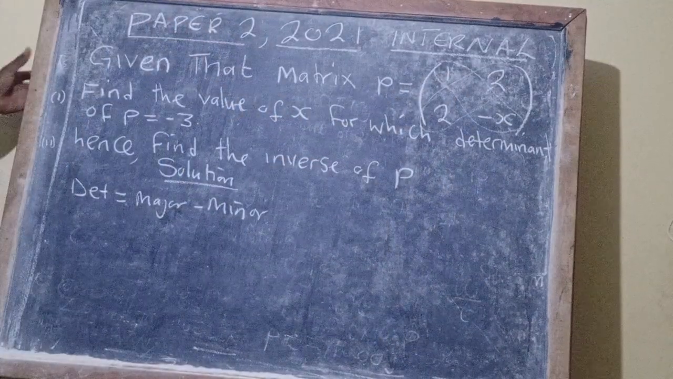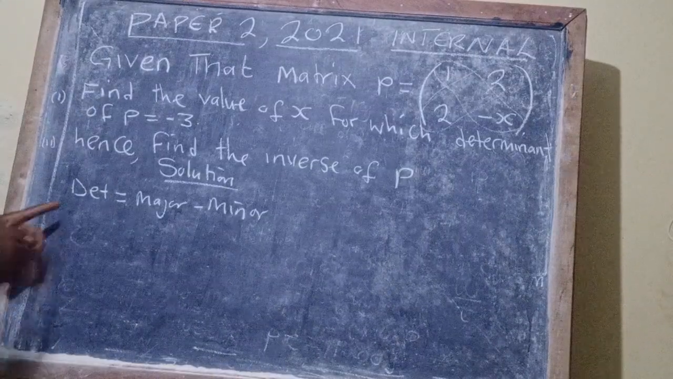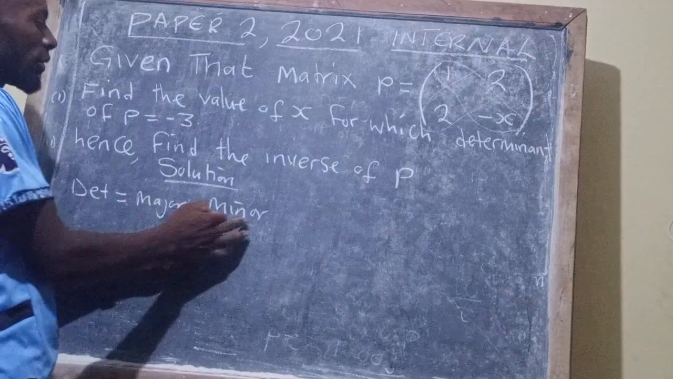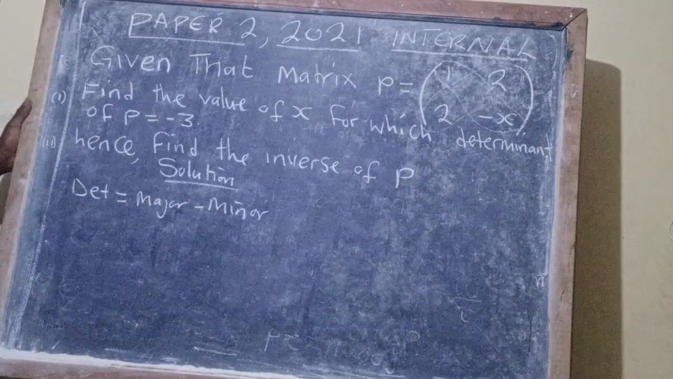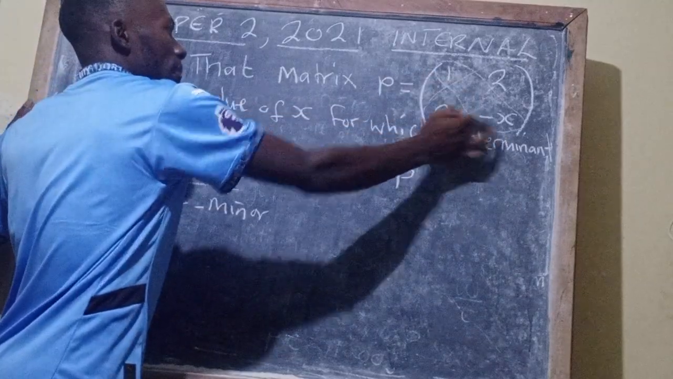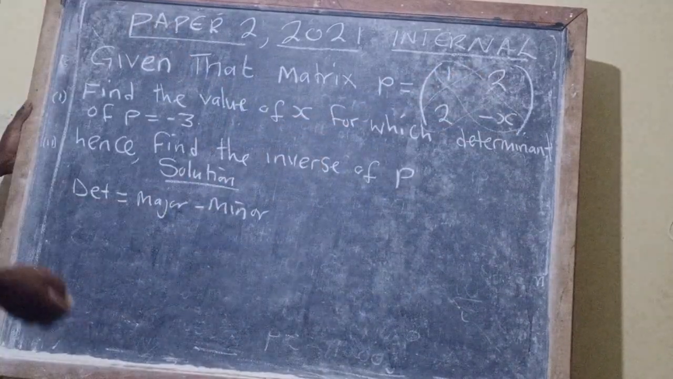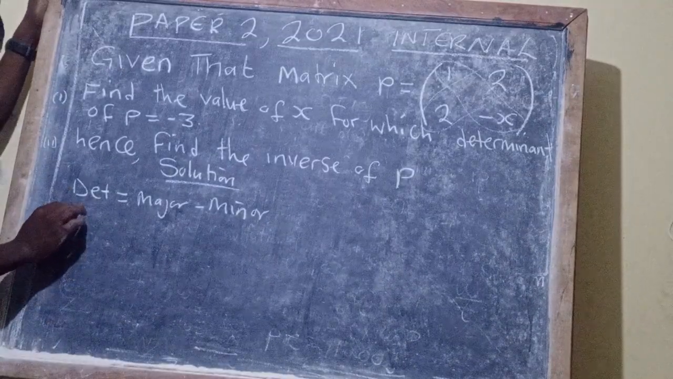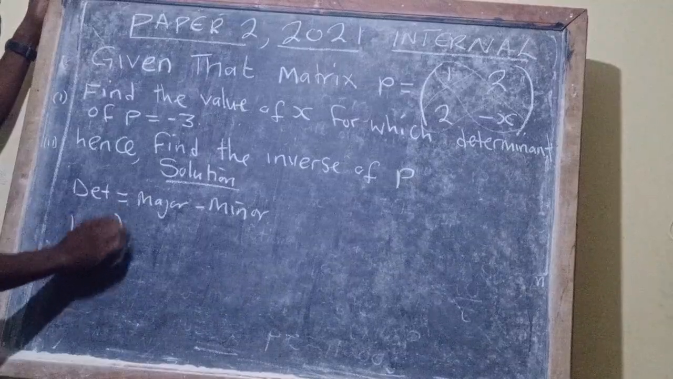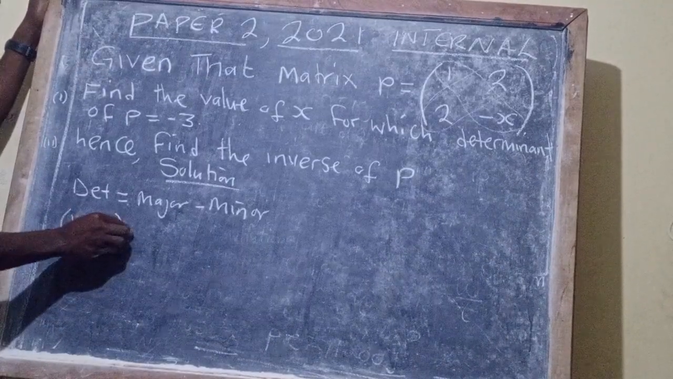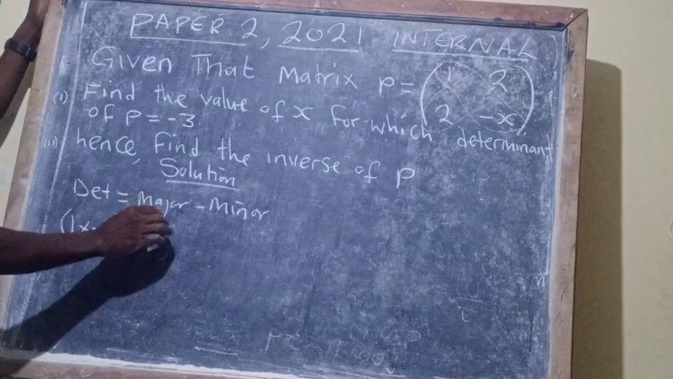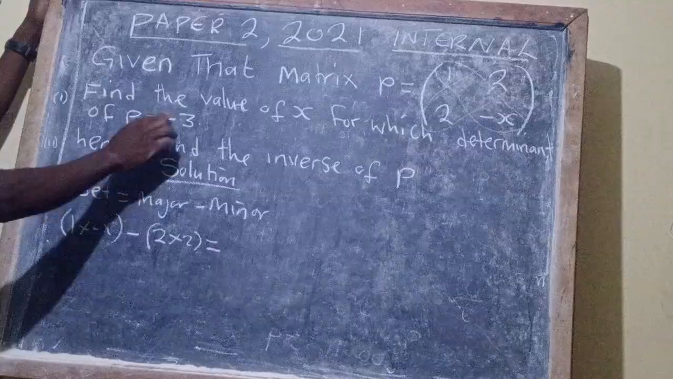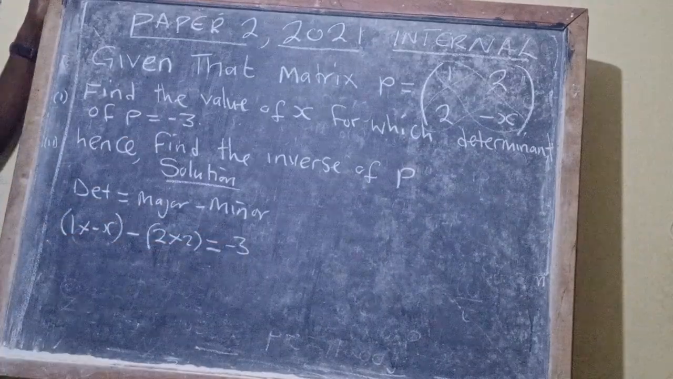Okay, so what are we going to do to find the value of x? Here we've been given the determinant, and we have these numbers in the major diagonal and also in the minor diagonal. So the only thing to do is we multiply this minus this, then we equate it to the determinant which has already been given. So we are going to have 1 multiplied by negative x. These are the numbers in the major diagonal. Then minus the numbers in the minor diagonal, 2 times 2, which is equal to the determinant. What is our determinant? The determinant is negative 3.